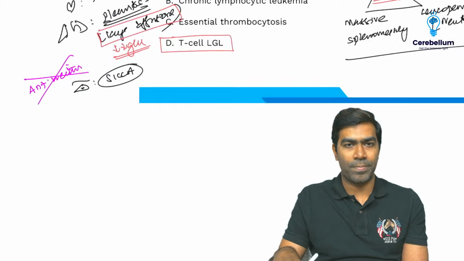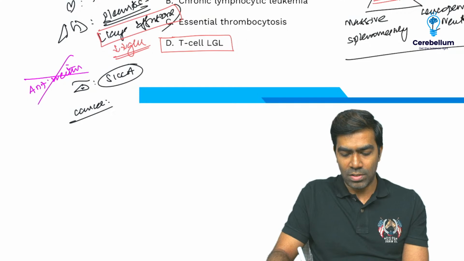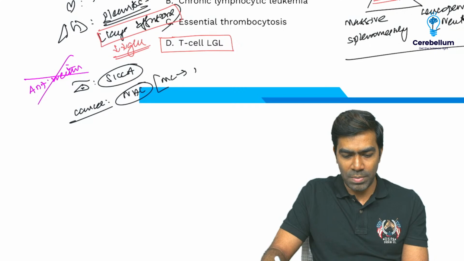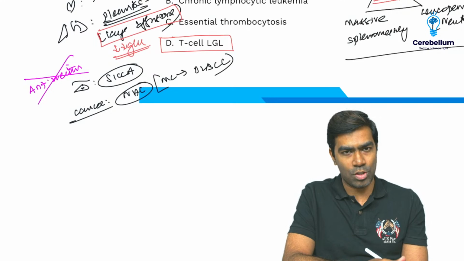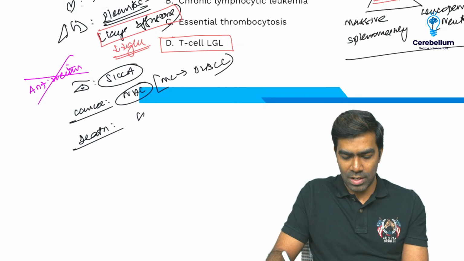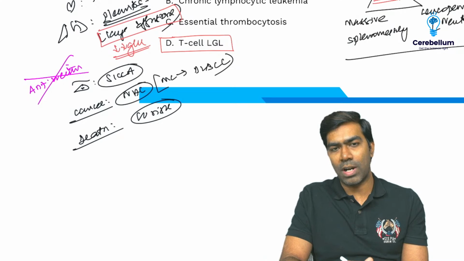And most common cancer in patients with rheumatoid arthritis, it's NHL, non-Hodgkin lymphoma. In that, the most common subtype will be DLBCL. Most common cancer is NHL. Most common subtype is going to be the DLBCL type of NHL. It's a B-cell NHL. And most common cause of death in patients with rheumatoid arthritis, cardiovascular risk. CV death, MI. Most common cause of death in patients with rheumatoid arthritis.